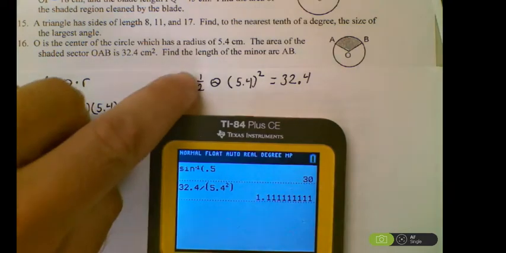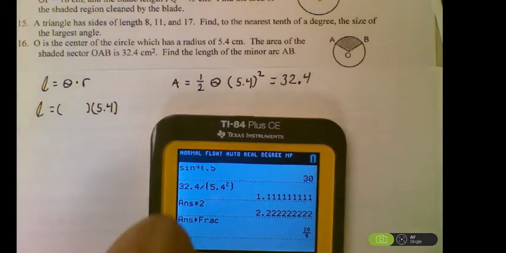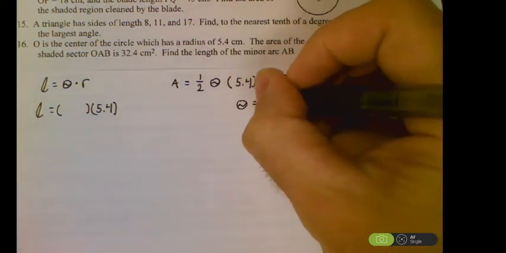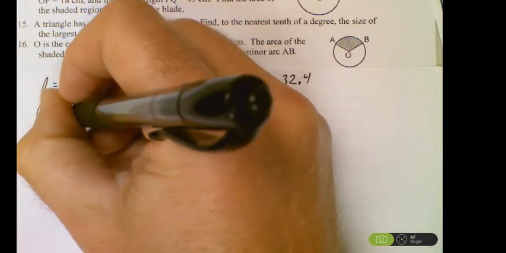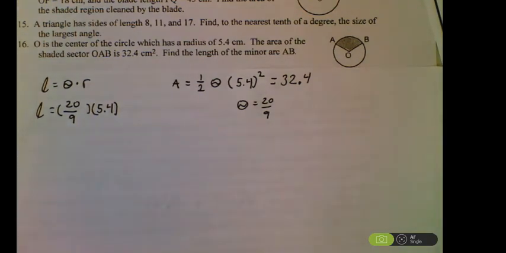And then times 2 to get the angle by itself. And let's write that as a fraction. So 20 over 9 is my angle. So that can now go in. So I just multiply that by 5.4 and I have my arc length.